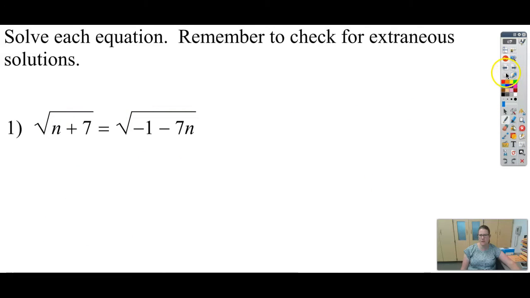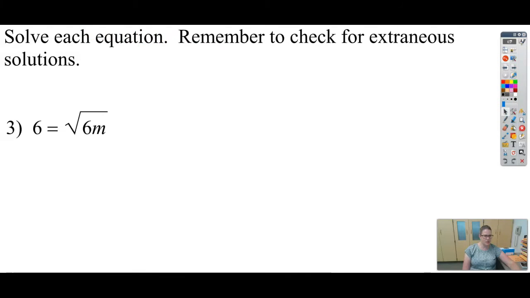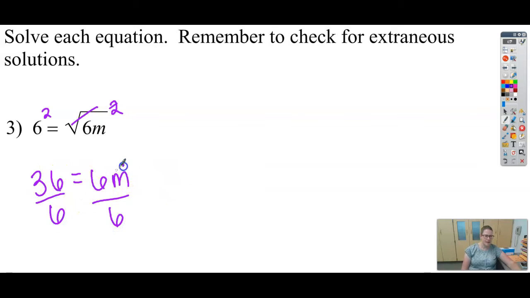So let's try another one. Let's actually do one that's not quite so similar. On this one, notice I have a square root on one side and not on the other, right? So I'm going to square both sides to get rid of the square root, so those will cancel, and then I'm left with 6 squared, which is 36, equals 6m. Now all I need to do is divide both sides by 6, so they'll cancel here, and m is equal to 36 divided by 6, which is 6.